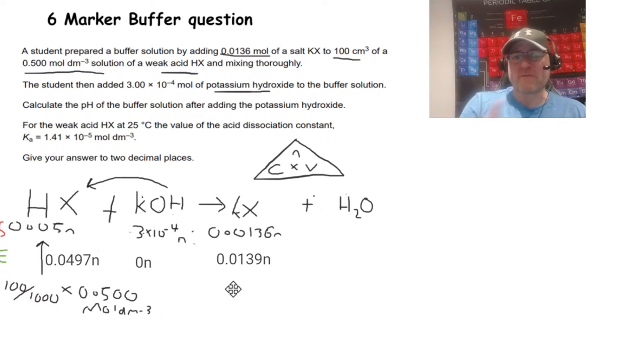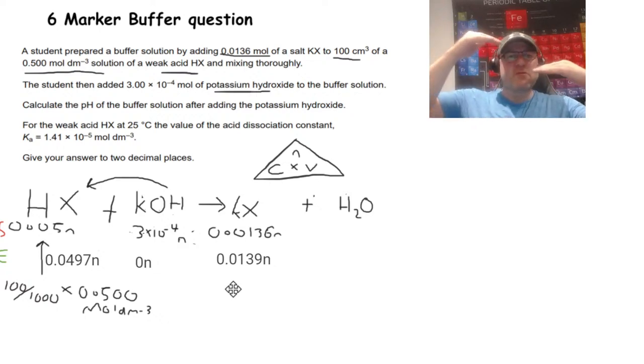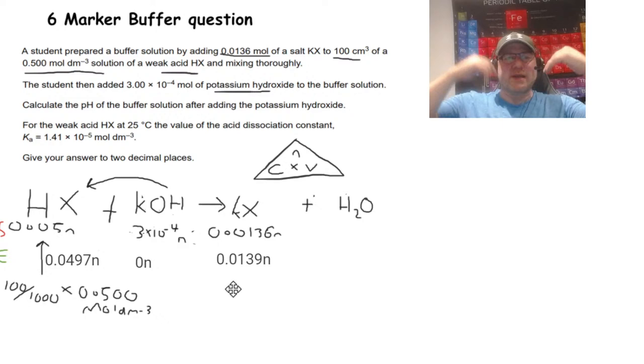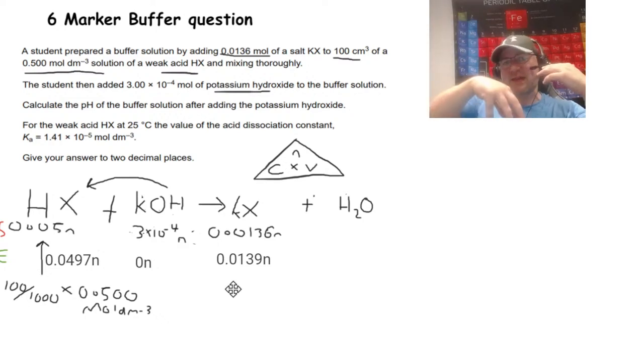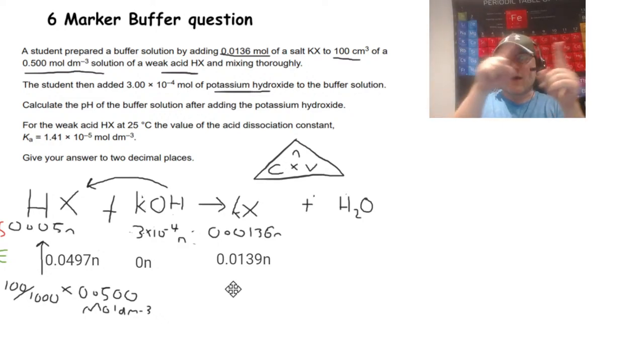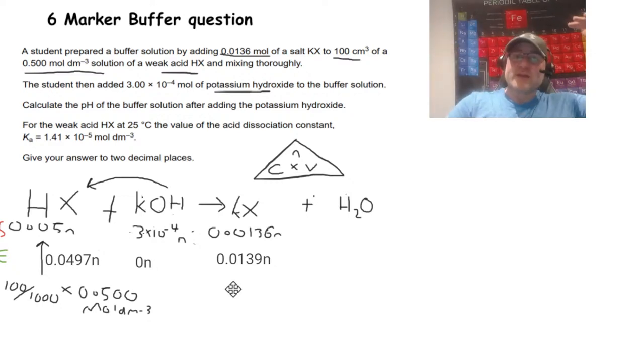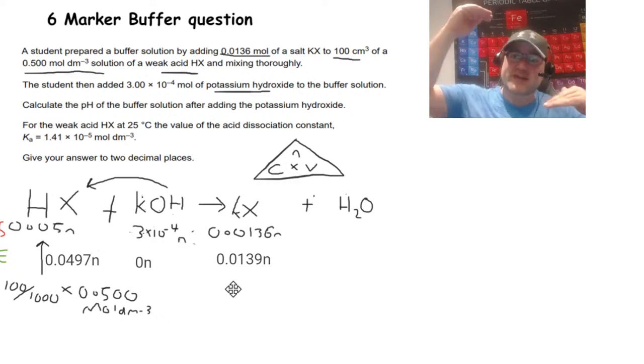So when they do these buffer calculations, they give you the ability to work out how much salt and acid you have at the start. And then they say they've added something and you've got to work out that a reaction has taken place. If someone's added a base, then your moles of acid are going to go down and your moles of salt are going to go up, because it's going to neutralize some of the acid.